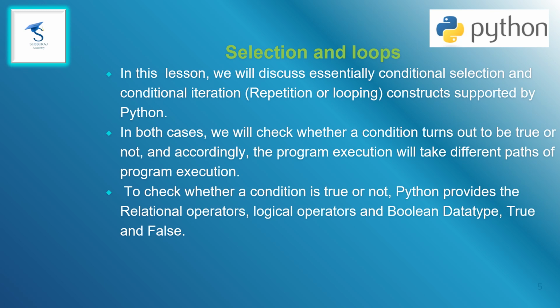In both cases, we check a condition. If it is true, we carry out some action. If it's false, we carry out some other action. That is the selection concept. To check whether the condition is true or not, Python provides relational operators, logical operators, and Boolean data types. Boolean data types are only two, true and false.